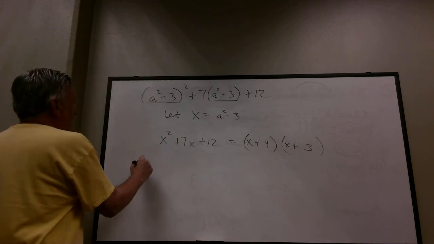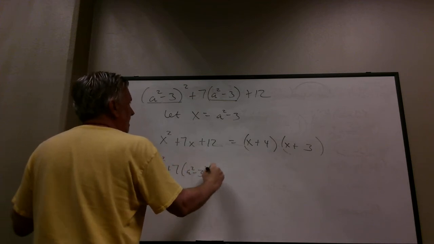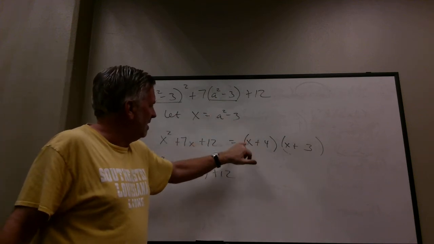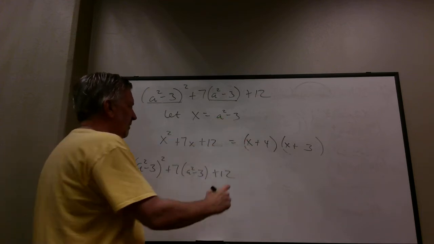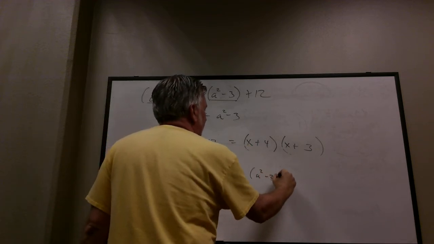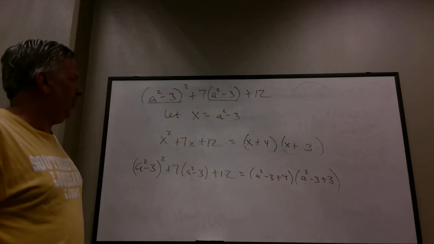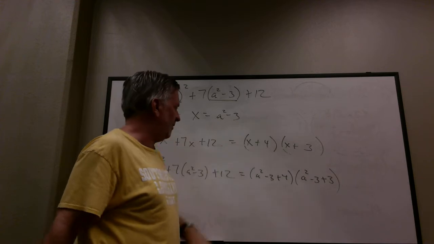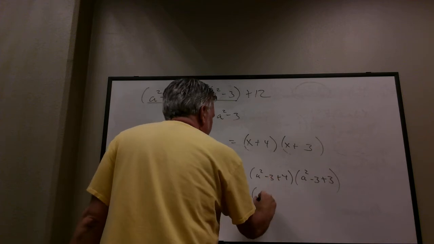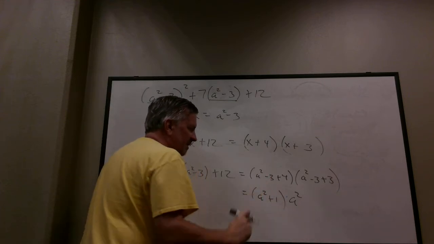Okay? So my original problem, a squared minus 3 squared plus 7 times a squared minus 3 plus 12, right? This factors as this, but what's x? X is a squared minus 3. So if I go back and put my x back, you get a squared minus 3 plus 4, a squared minus 3 plus 3. Right? I just put a squared minus 3 for x, a squared minus 3 for x. And notice what it turns out to be. If I simplify, that's a squared plus 1 times a squared. Notice it is factored. It's something times something.